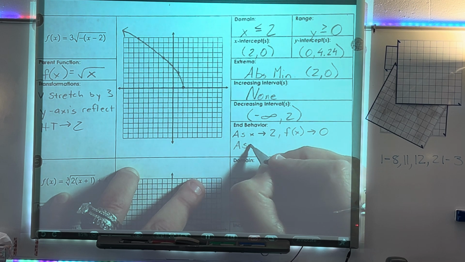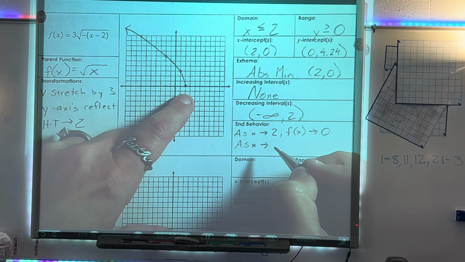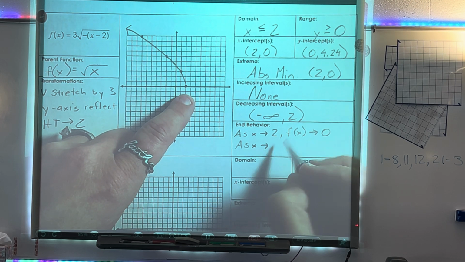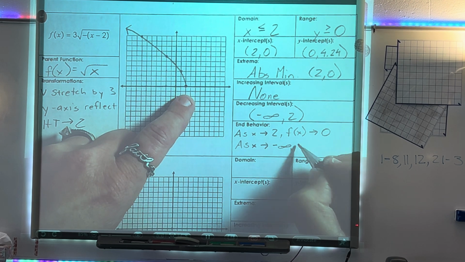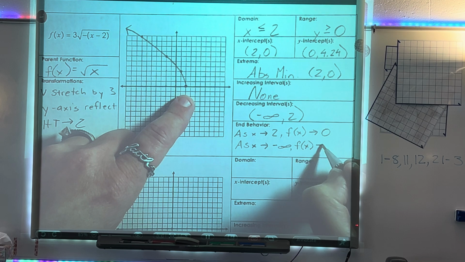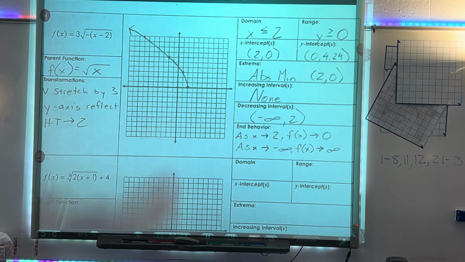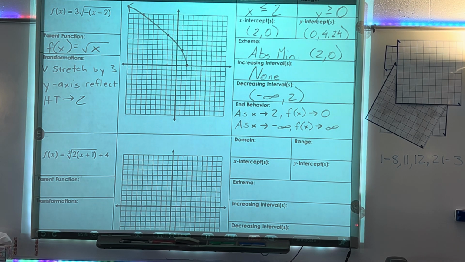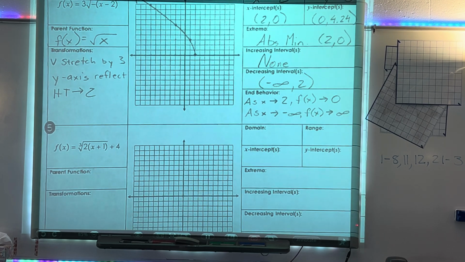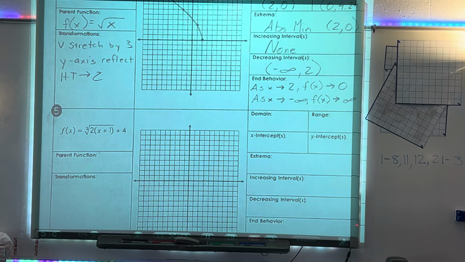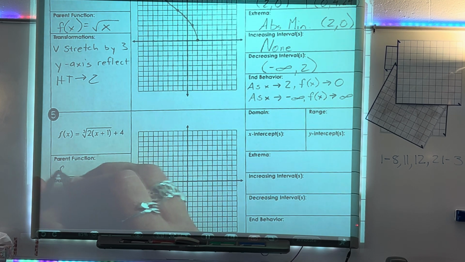Wait, we're not doing infinity? Oh, wait, never mind. I figured that out. Yeah, it can't because it has a distinct point here. As x approaches negative infinity, f of x approaches infinity. So there's your infinities thing. Y'all okay on that one? Yes, ma'am. Alright.